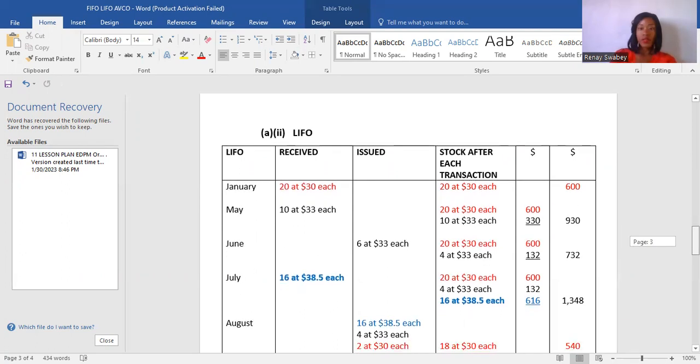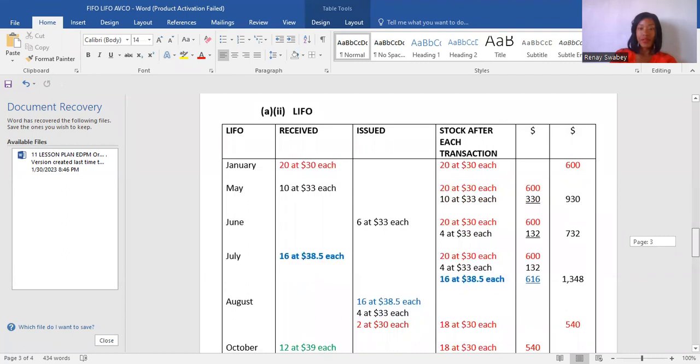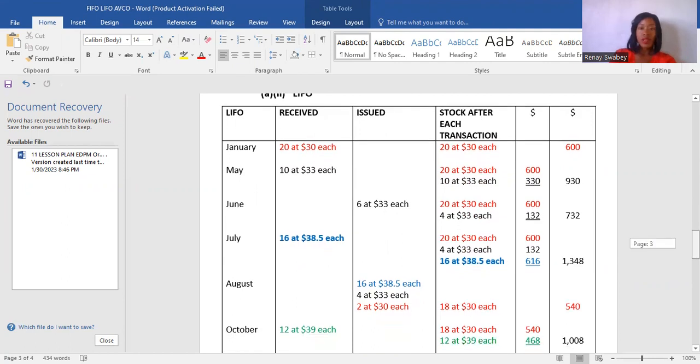All right, so let's move on now to LIFO. Last in, first out. Always remember the L stands for last, the I is in, the F is first, the O is out. So LIFO. We're still working with the same year. It's just a different method that we're using. So again, stock after each transaction means that after you would have sold any items from this batch here, you would check to see what is the difference, what is left over, and you will write it here. This is our adjustment column, and this is our final closing stock figure.